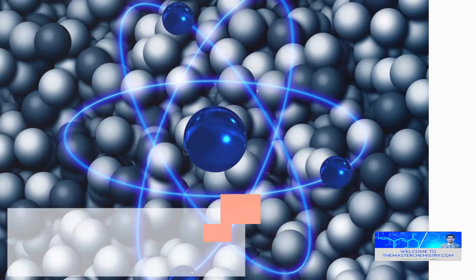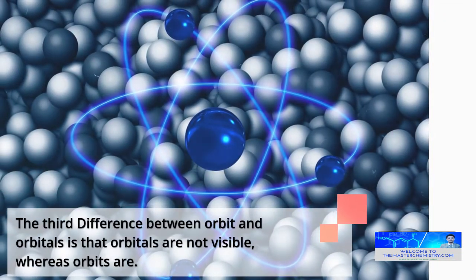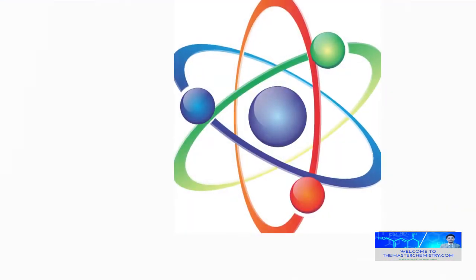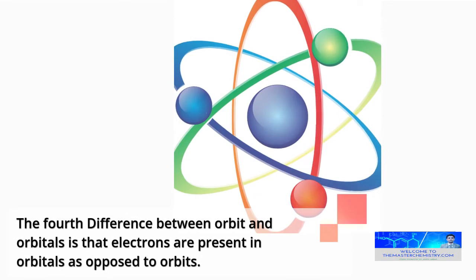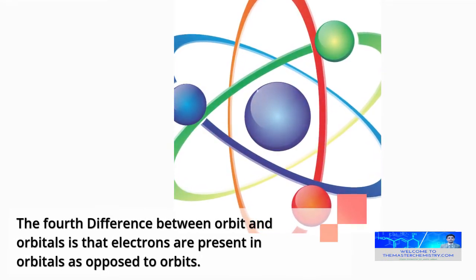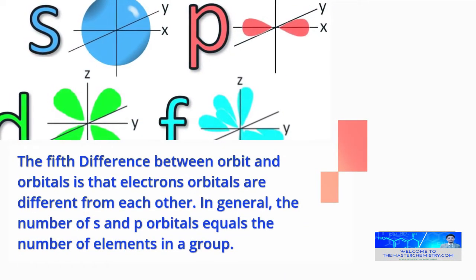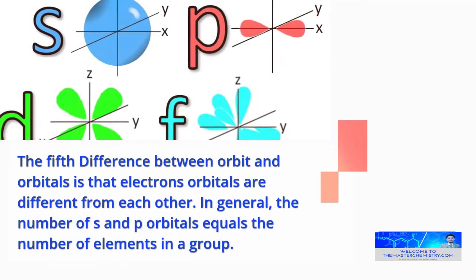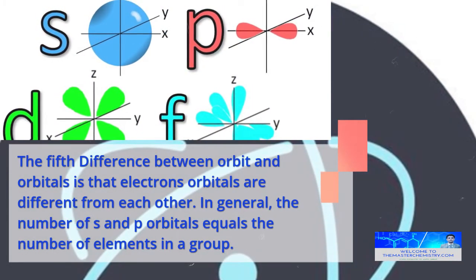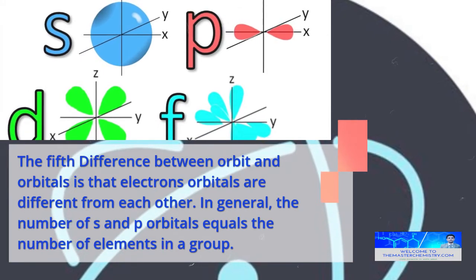The third difference between orbit and orbitals is that orbitals are not visible, whereas orbits are. The fourth difference is that electrons are present in orbitals as opposed to orbits. The fifth difference is that electrons' orbitals are different from each other. In general, the number of s and p orbitals equals the number of elements in a group.